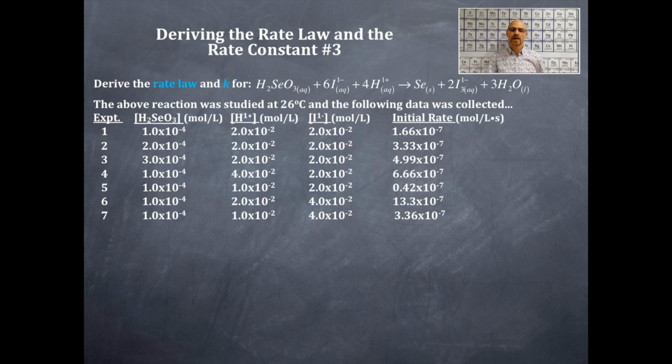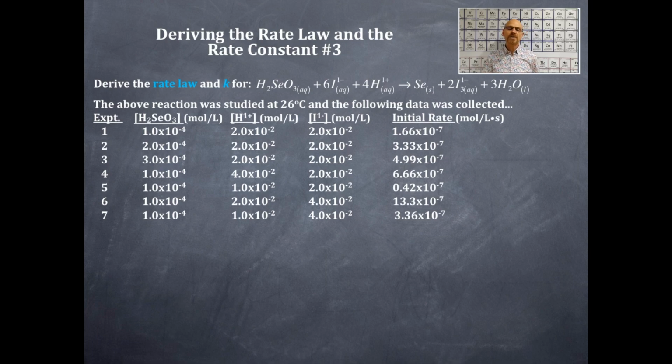H2SeO3, that's the first column with concentrations. The second one is the hydrogen ion concentration. The third one is the iodide ion concentration. It's not in the same order as the reaction, but that really doesn't matter as long as the numbers coincide with what those concentrations are and what those elements or compounds are. And then the last column on the far right is the initial rate, and that's moles per liter seconds.